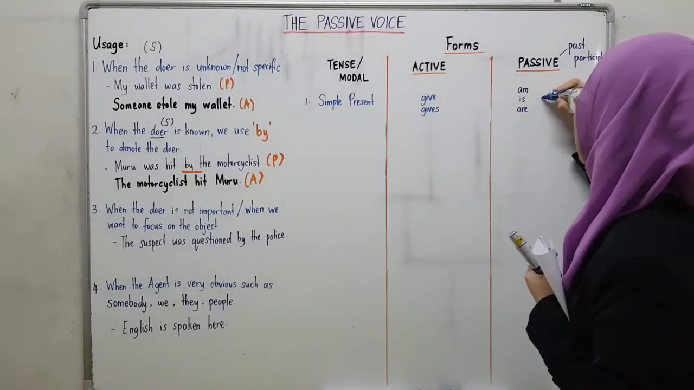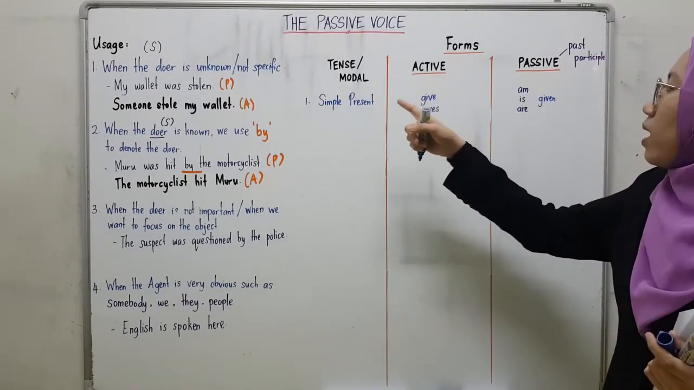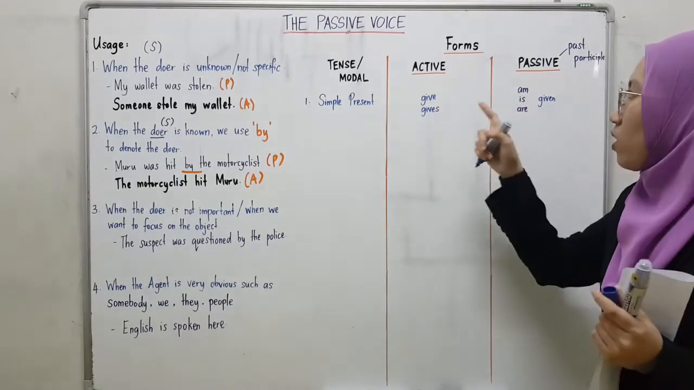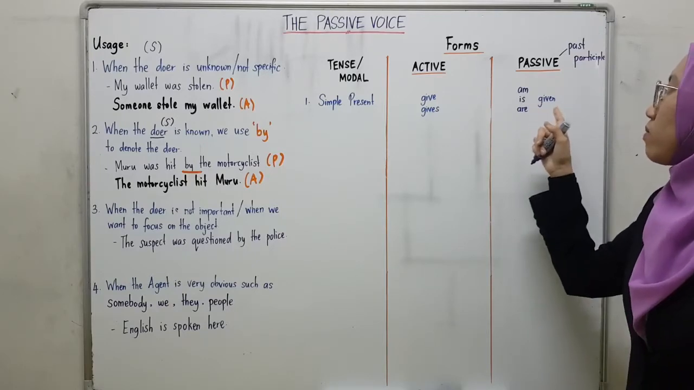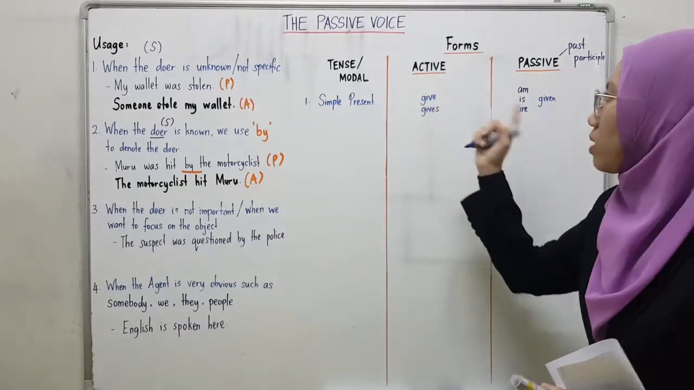Given. For example, I give my mom a gift. I give my mom a present. So change it to: A present is given by me.